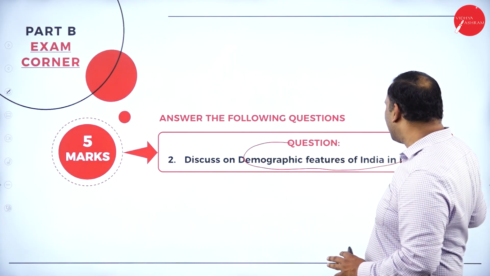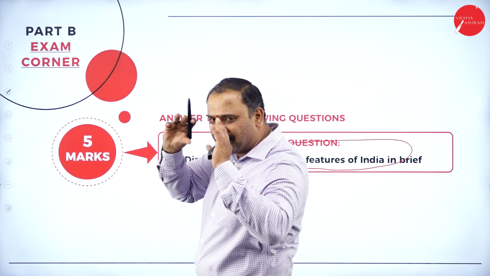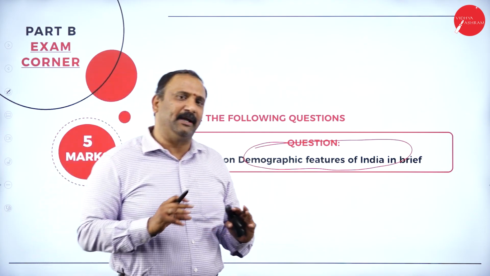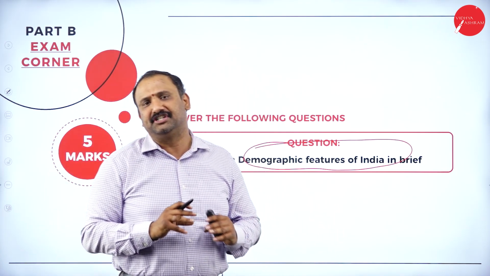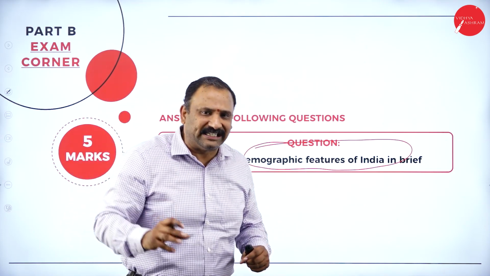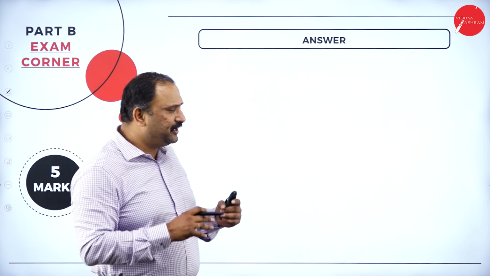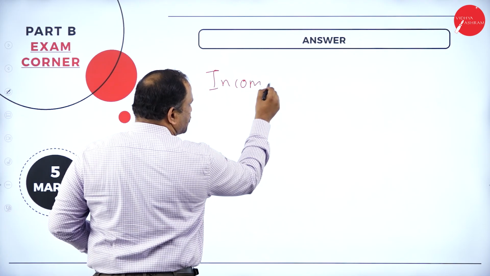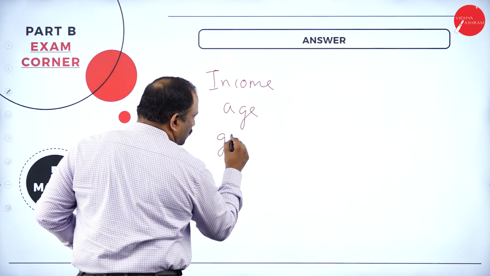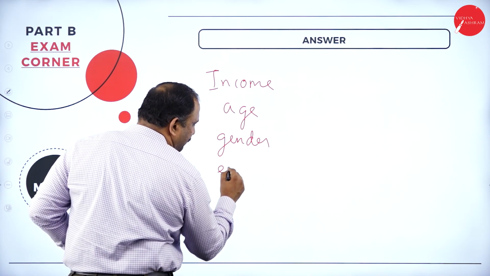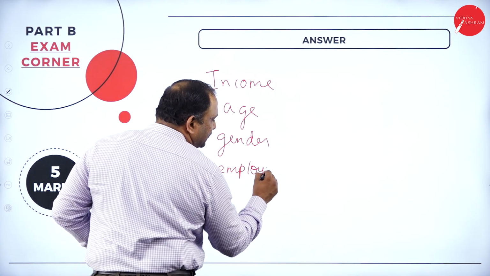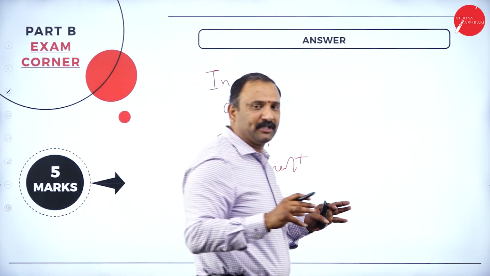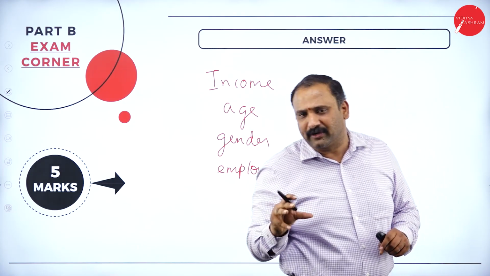Discuss the demographic features of India. Whenever we talk about demography, that includes a lot of factors like income. It might also include the living conditions, the geographical conditions, the density, population factors, the kind of rural setup. So you can talk about income, age, gender, and employment. All those kinds of factors will come under the demographic factor.